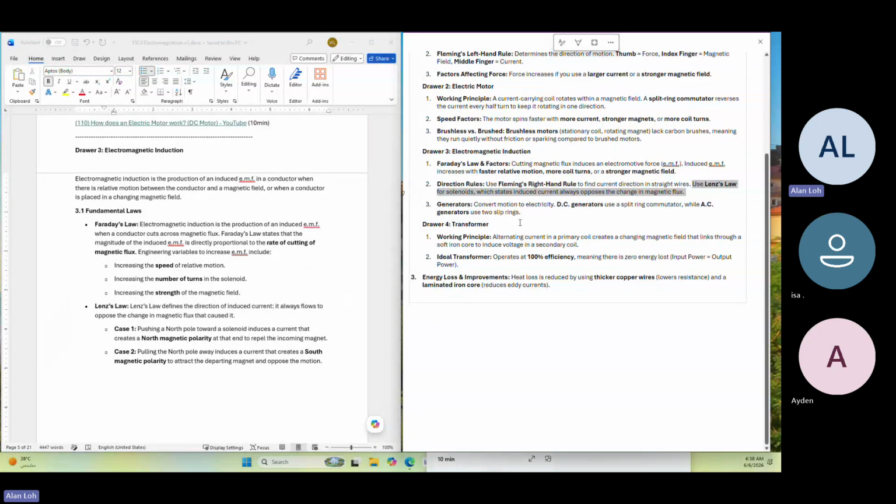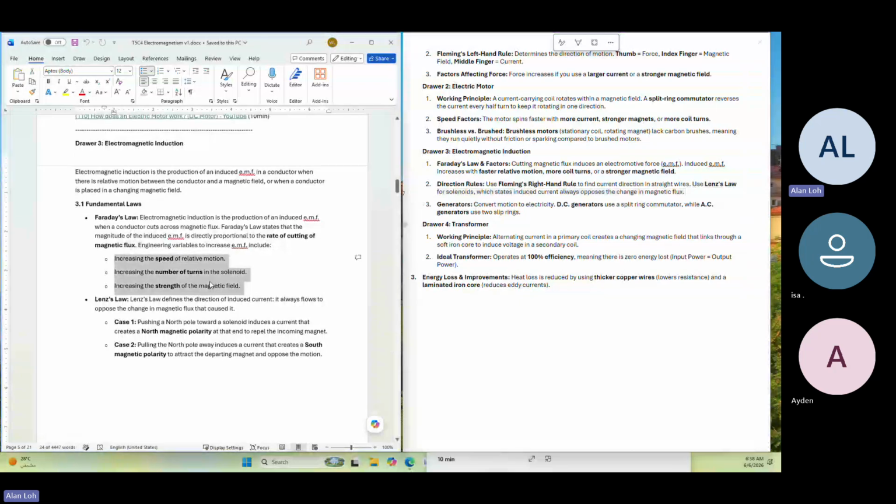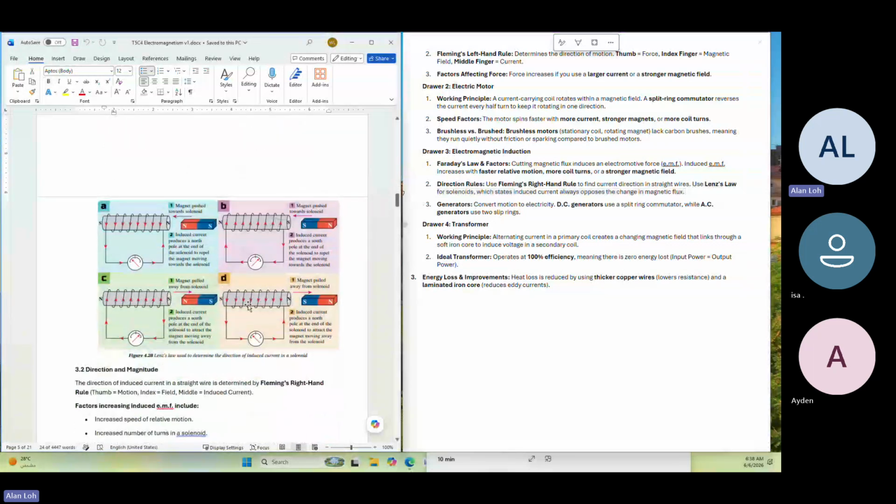Okay, so Lenz's law is something related to the solenoid, and it's to always oppose the change of magnetic flux. If you cannot imagine this by now, it's fine. We're going to go through it as we go along the steps. But you need to know that there is something about Lenz's law and Faraday's law that is in drawer 3. And there are some factors affecting the strength of Faraday's law and also Lenz's law. This is Lenz's law.